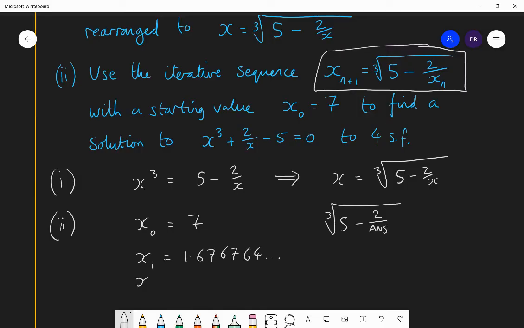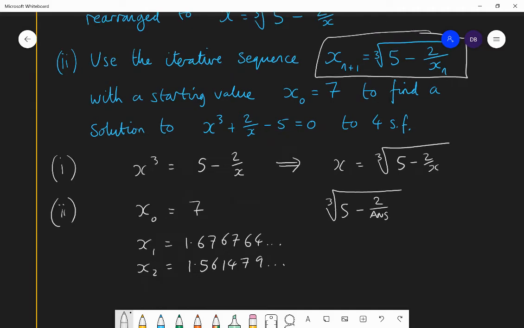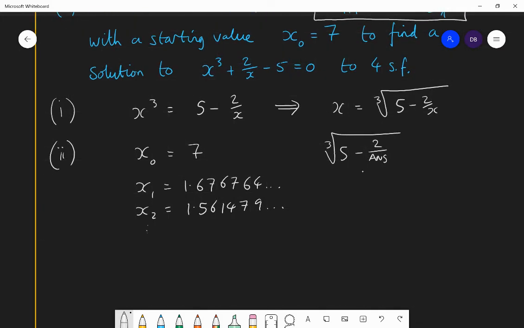1.676764... My second value of x, all you need to do at this point is press equals another time, 1.561479. And then if I keep going many more times, the 12th value of x is 1.5477688891. You probably don't need to go this far to get it to 4 significant figures.